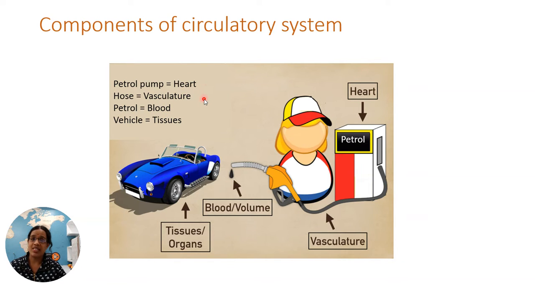Right. Now let's compare this system to a petrol pump. A petrol pump pumps out petrol to the car through this hose so that the car can function properly. Similarly, the heart, which is like the petrol pump, gives out petrol through this vasculature, which is nothing but the blood vessels, to all the organs in the body so that we can function properly.